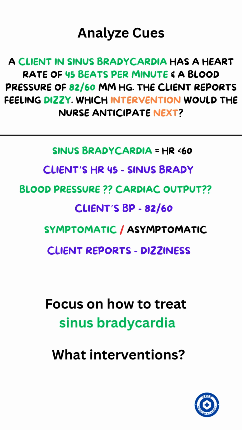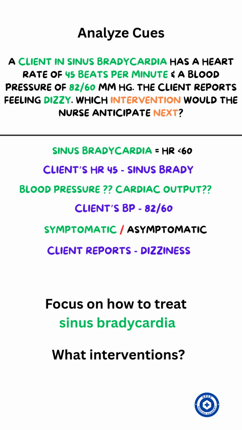So you picked up on those cues, you analyze those cues, you start asking yourself, focusing on sinus bradycardia: what is it? How do we treat it? Sinus bradycardia is heart rate less than 60. This client's heart rate is 45 and it's telling you they are in sinus brady. Blood pressure, cardiac output. What are we thinking about with low blood pressure? This client's blood pressure is 82 over 60. Sinus bradycardia: is it symptomatic? Is it asymptomatic? Well, it's symptomatic because the client reports feeling dizzy.